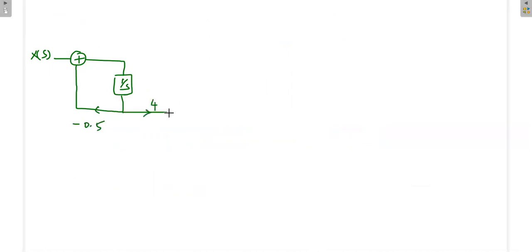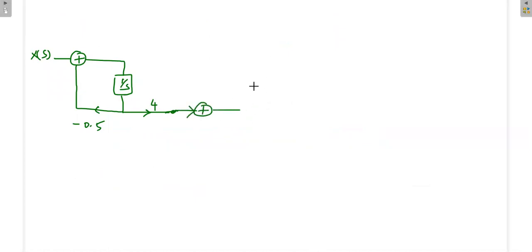So final format: X of S, 1 by S, minus 0.5, then 4. This is Y1 of S. Okay, but Y1 of S is same as the X2 of S.